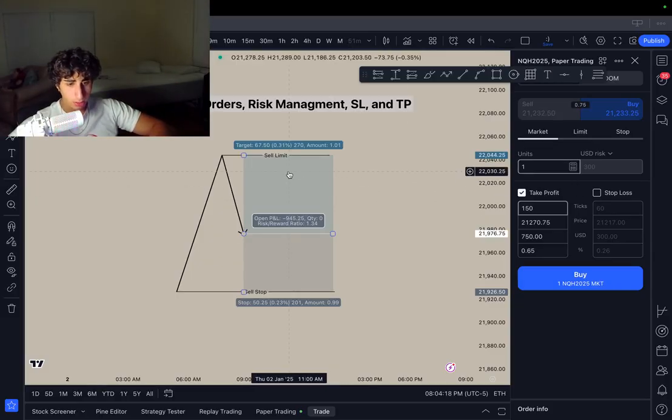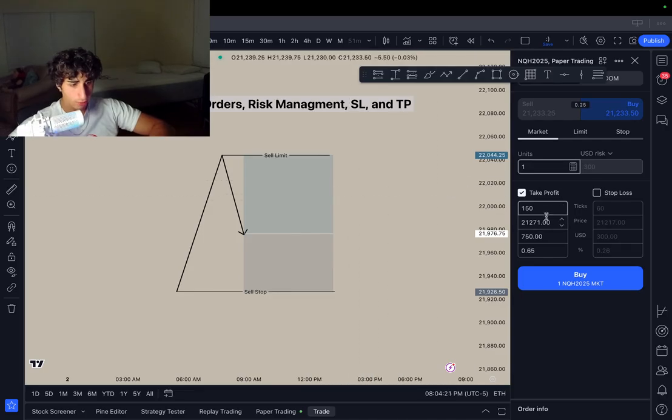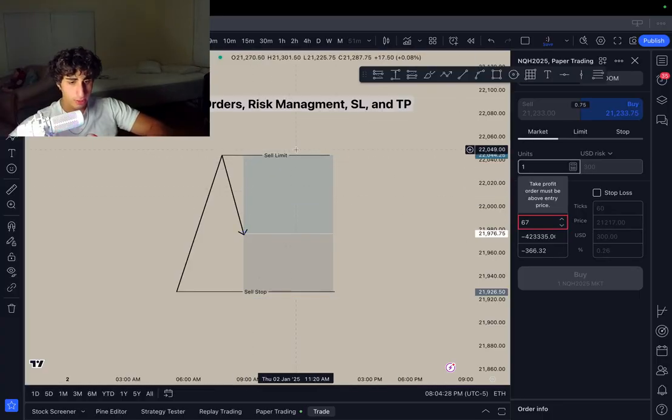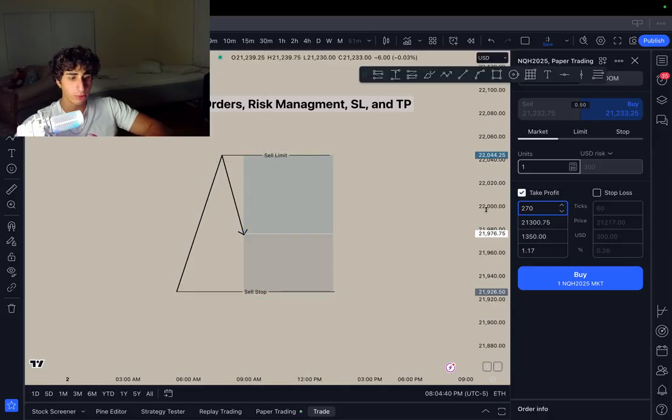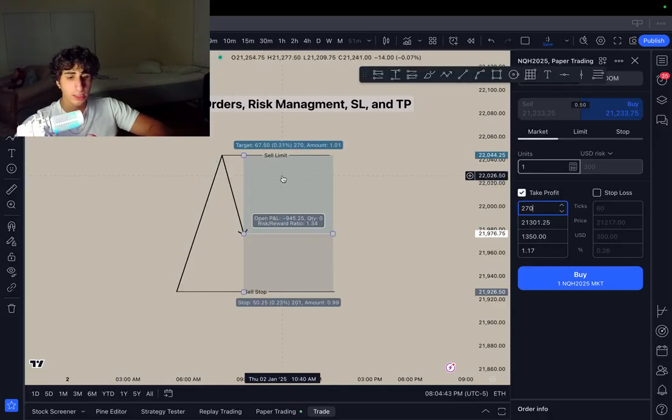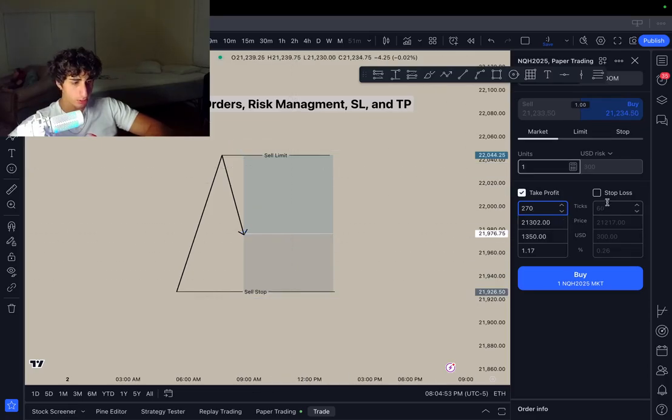Take profit is going to be at 22,044. Or, we can just do 67 or 270 ticks. So the one on the right here, 270, that's going to be your ticks. So that's what you want to focus on, ticks. And then 67 is points. But when you're placing your orders, it's in ticks. So 270 is the amount of ticks. Ticks is always more than points. But yeah, 270 ticks. And then your stop loss is going to be 200 ticks.